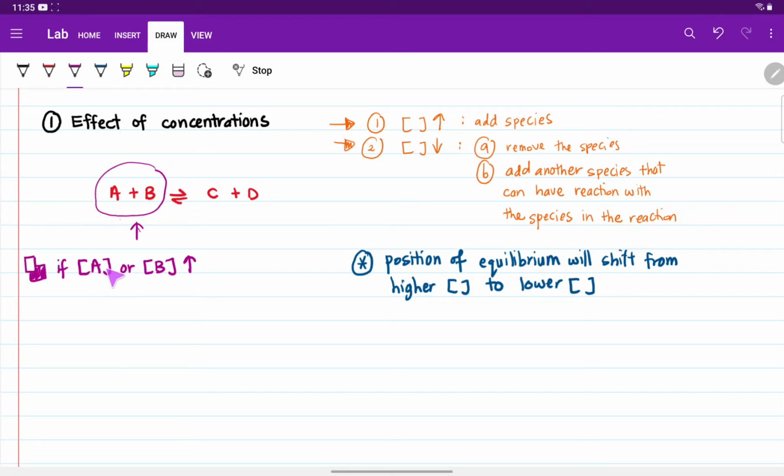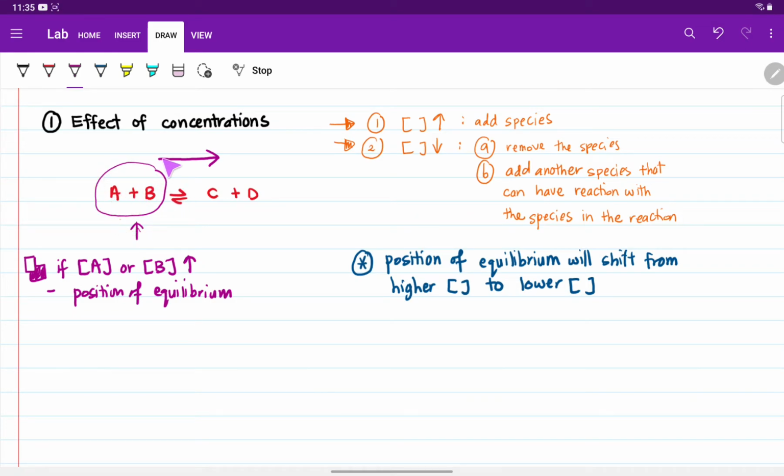So, maksudnya dekat sini bila saya tambah A dan B, concentration of A dan B dekat dalam reaction akan bertambah. Bila higher concentration, apa yang kita nak tengok? Kita akan tengok kepada position of equilibrium, sama ada will it shift to the left ataupun to the right to minimize the disturbance. So, since tadi A dan B yang banyak, position of equilibrium will shift to the right.